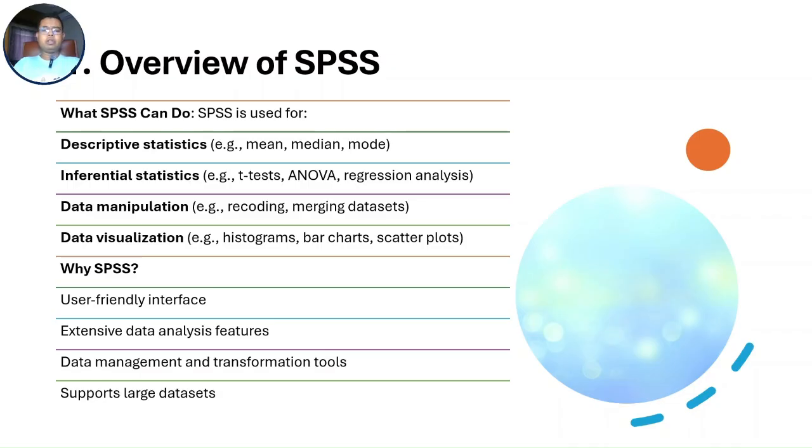Why will we use SPSS? Because it is user friendly. There are two options actually: you can use graphical user interface based analysis, and you can use syntax based analysis. It has extensive data analysis features. There are lots of features you will find in SPSS, data management and transformation tools. And for sure, SPSS can handle quite large data sets. That is why we will use SPSS.